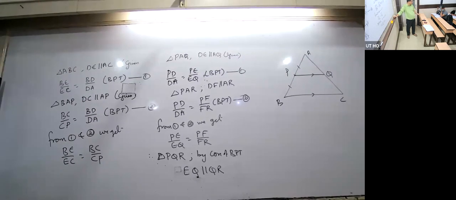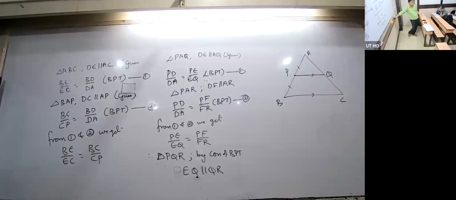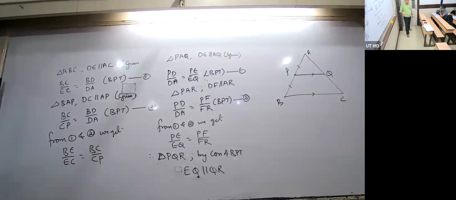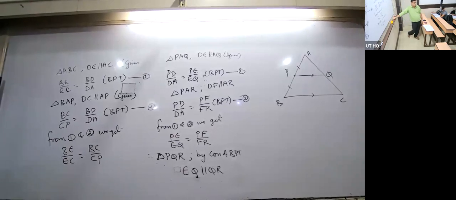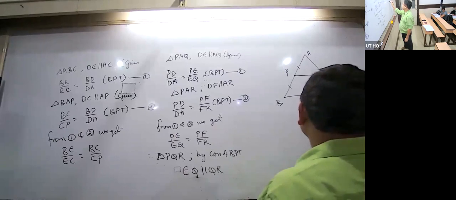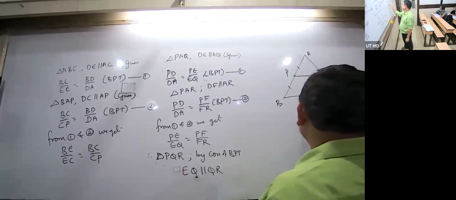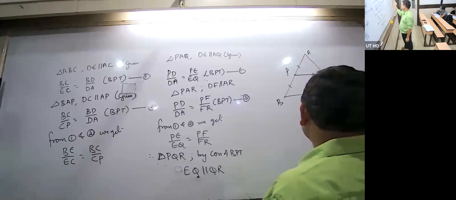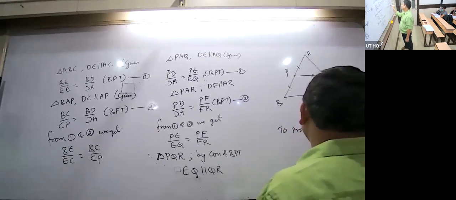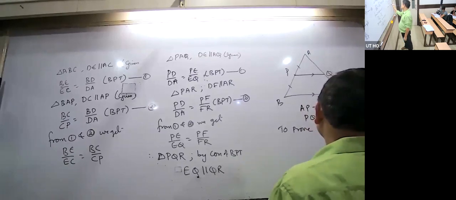You write yourself now. What confusion? Where I am writing P, write. Where I am writing Q, write. All of them are written now. Okay. So right. In triangle ABC, P is the midpoint. In triangle ABC, AP is equal to BP. PQ is parallel to BC. To prove: AQ is equal to CQ.